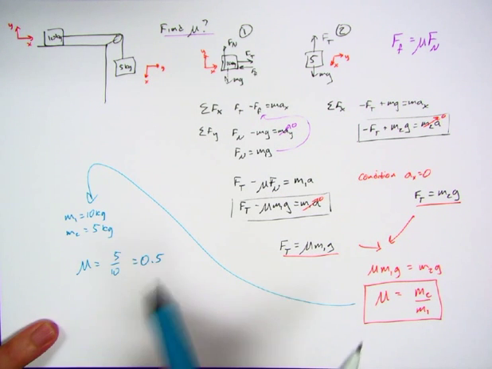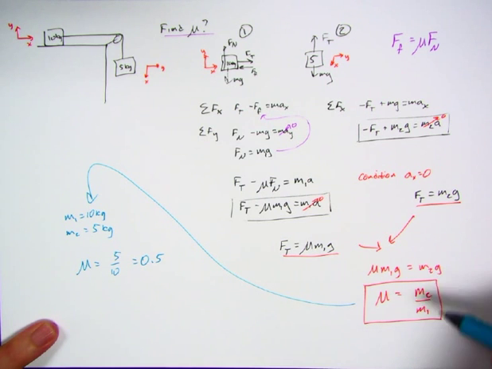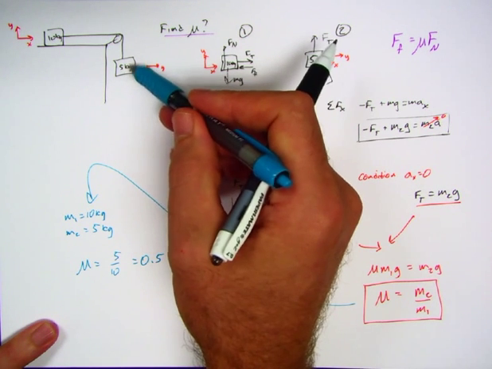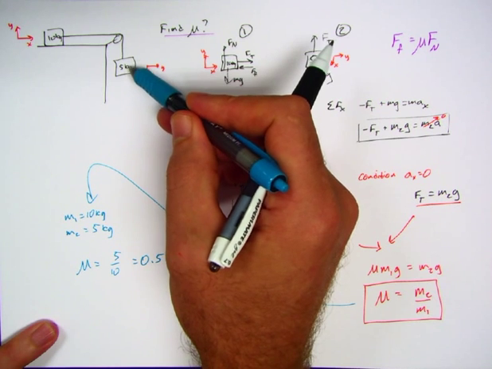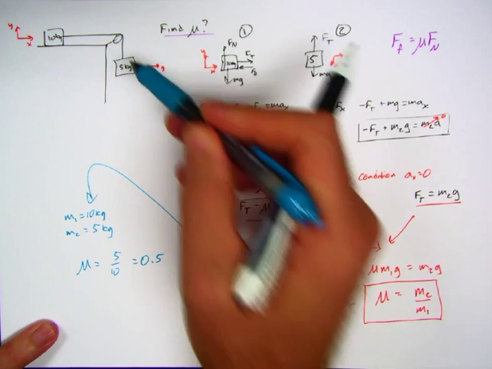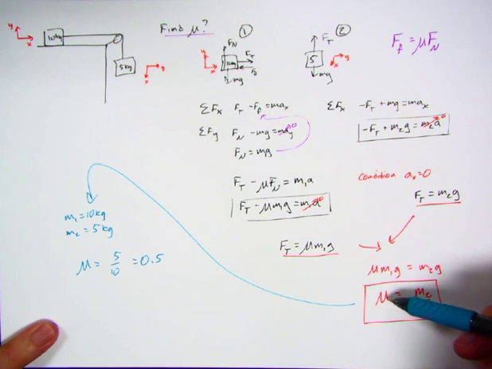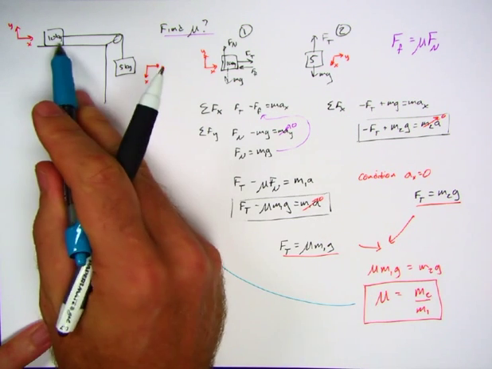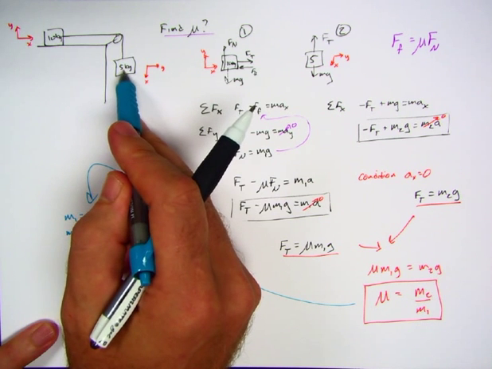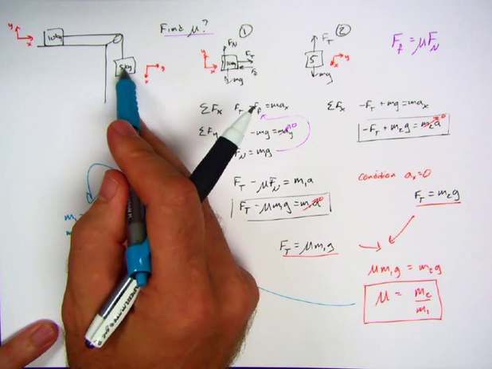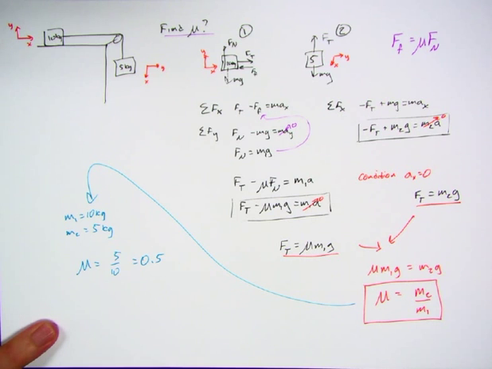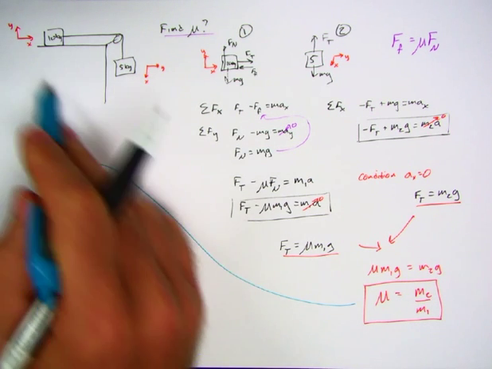And this makes sense. So we can sort of extend this a little bit. What if this is really small? What if there's only 1 kilogram here? If there's only 1 kilogram here, then m2 over m1 would be 1 over 10, which would mean mu would be 0.1. I would need less friction if there's less weight. If there's less difference between them, I would need less friction. So conceptually, it also makes sense that my friction relationship is m2 over m1 for this particular scenario.